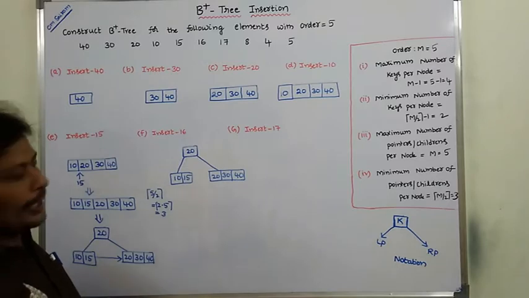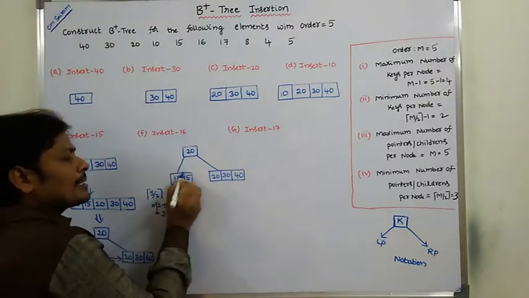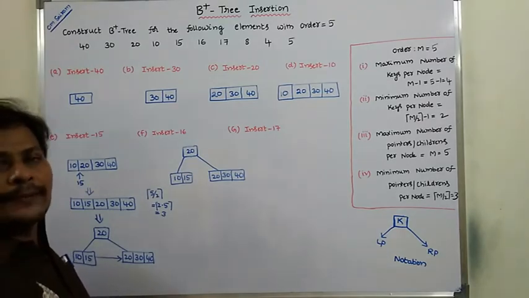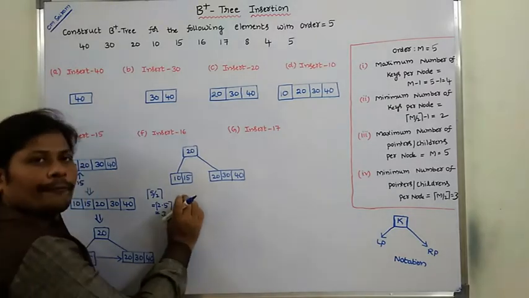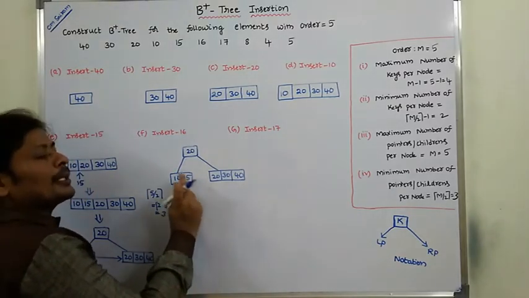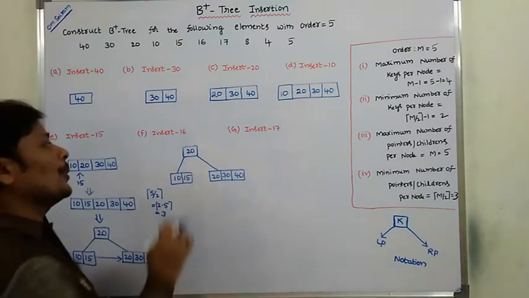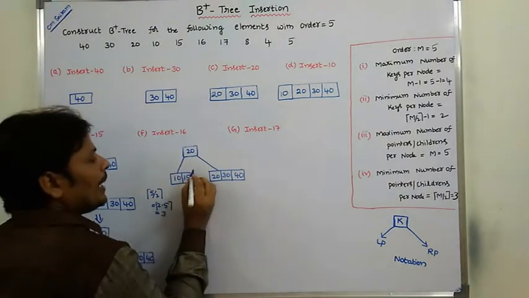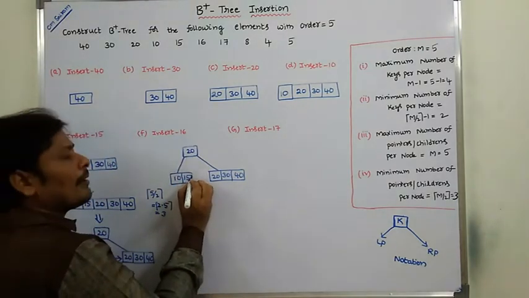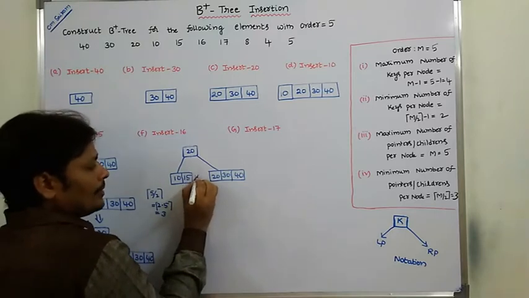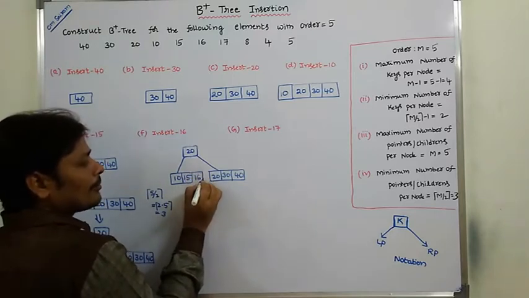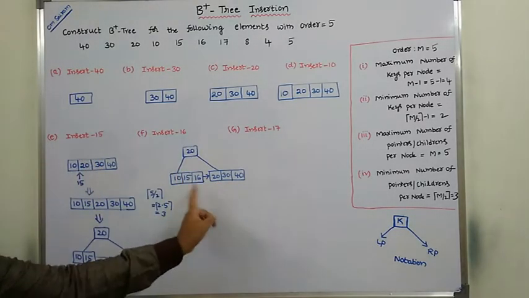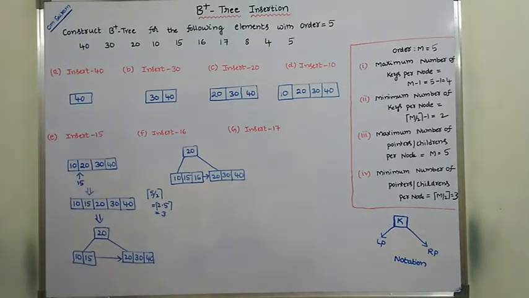It is also greater. So can 16 be inserted into the same node or not? The maximum number of key elements for a node in the B plus tree of order 5 is 4, but this node contains only 2 key elements. So 16 can be inserted into that same node, to the right of 15, because 16 is greater than 15. After inserting 16, this is the B plus tree we are getting.